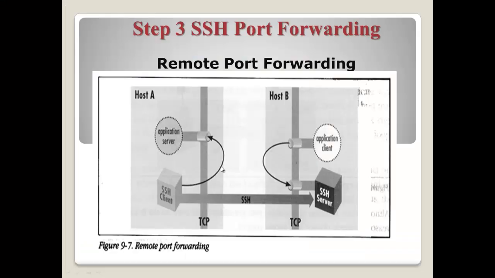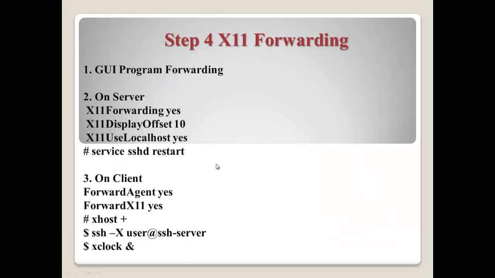Okay, then next, X11 Forwarding. Here, X11 means it's a GUI program. So X11 Forwarding means support GUI program forwarding. So for this service in the server, you need to activate these 3 lines: X11 Forwarding yes, Display offset 10, and X11 use localhost. And after that, SSH server restart.